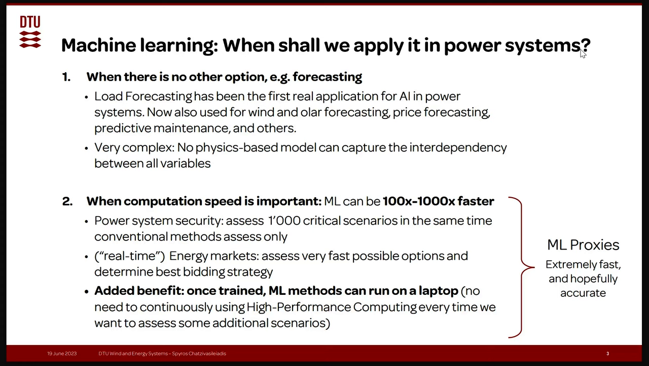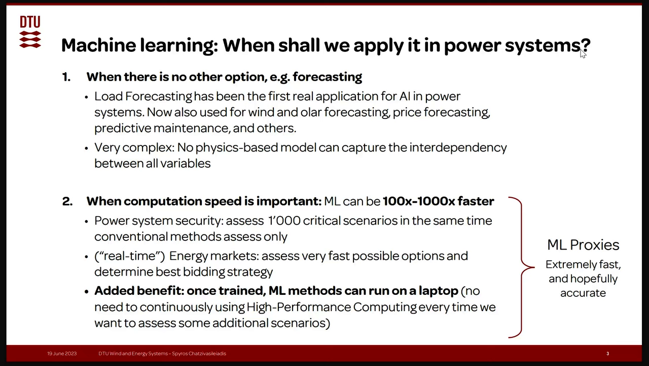So forecasting is extremely important. Prices, weather is extremely important for me to make profits. If there's no other option, I will try whatever is available, okay? And that is one of the reasons why machine learning has been applied there. The first application of machine learning in power systems was for load forecasting, okay? Good. So when there's no other option, then we go with machine learning.